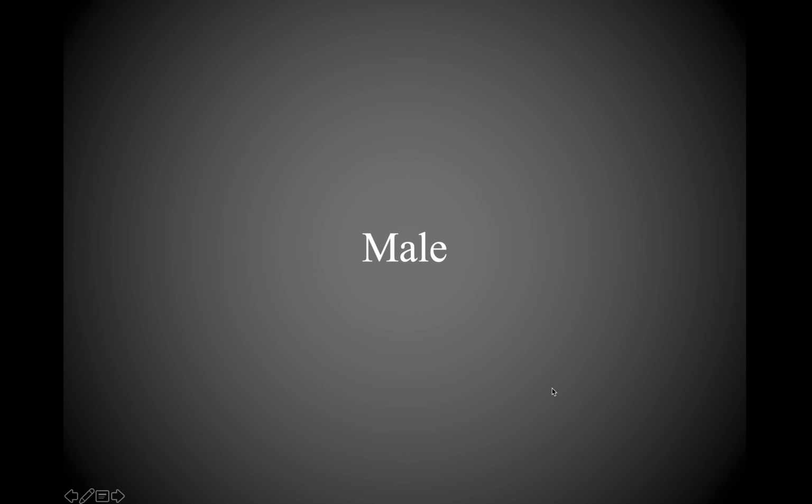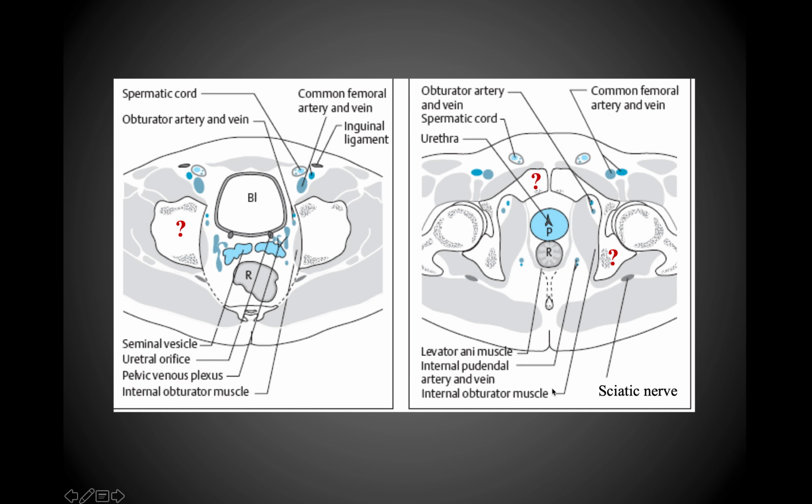So we're going to start out by talking about structures in the male pelvis, and then we'll transition in and go through various structures in the female pelvis. This shows a cross-sectional view of the male pelvis and points out a couple of important structures. We're going to go through these structures in a clockwise direction, starting in the upper right-hand corner of the left image. Right here, we can appreciate the spermatic cord, which is located adjacent to the common femoral artery and vein.